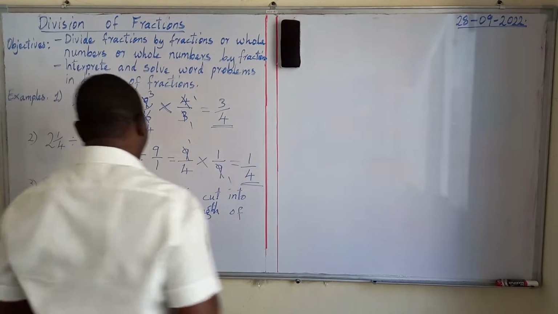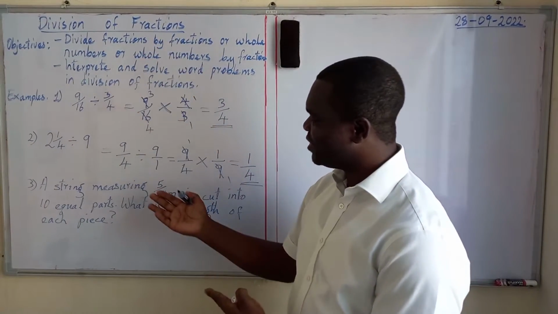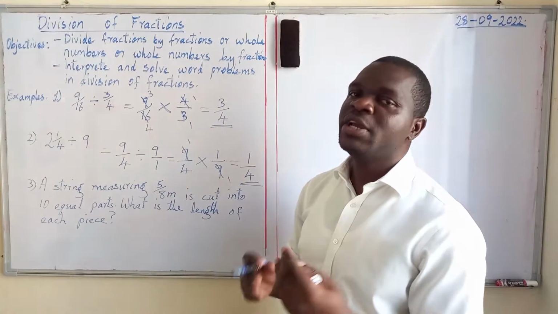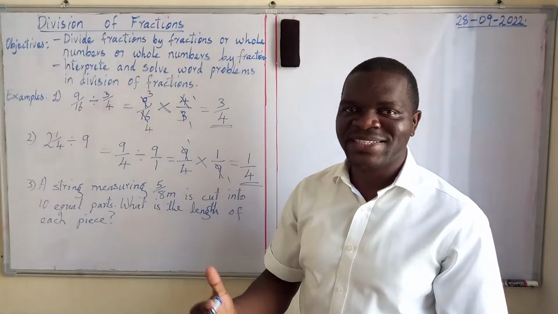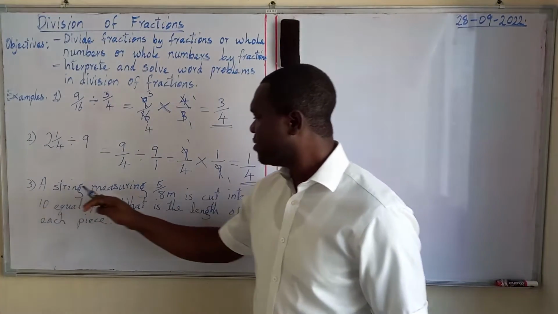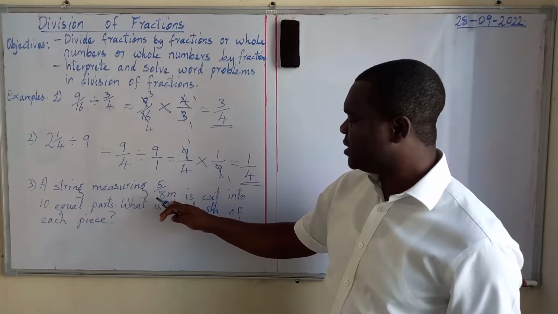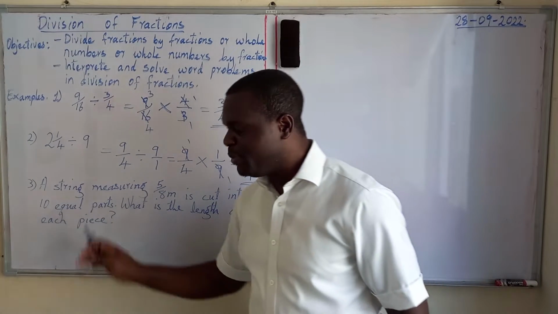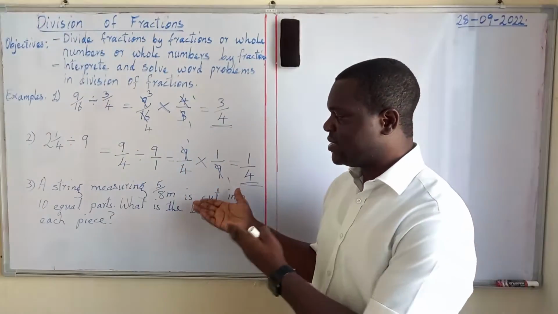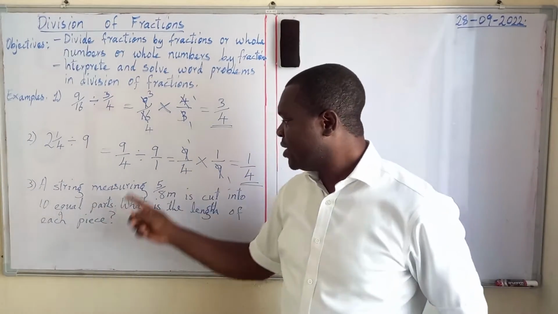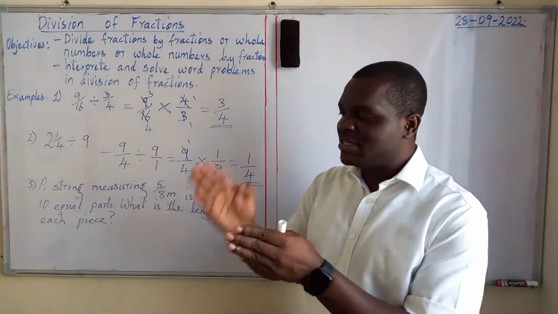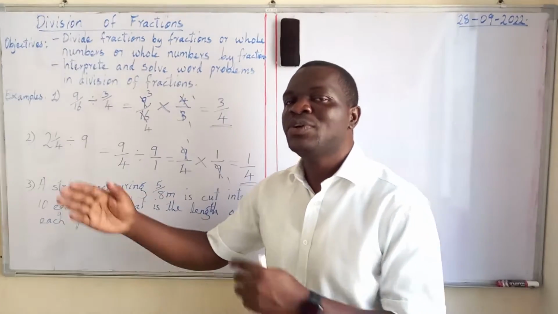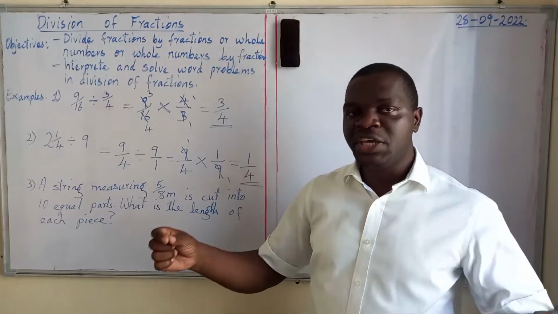This is a word problem, and if it falls under division of fractions, we should understand that we have to divide. But first, you should read carefully to be able to interpret and know what exactly to do. A string measuring 5/8 meters is cut into 10 equal parts. What is the length of each piece? There is a string measuring this fraction, and it is cut into 10 equal parts, which means this string is divided into 10 parts. What will be the length of each piece?